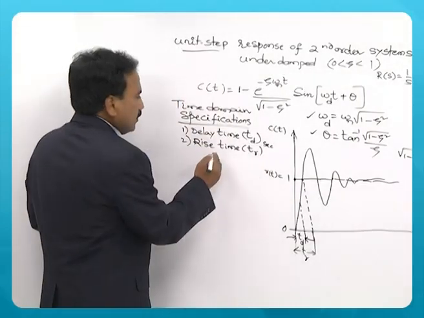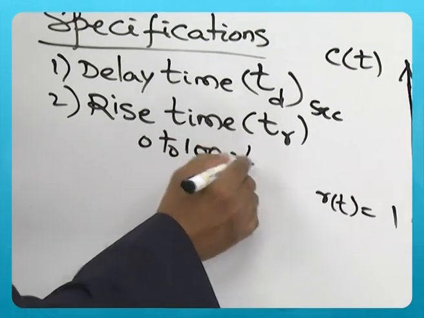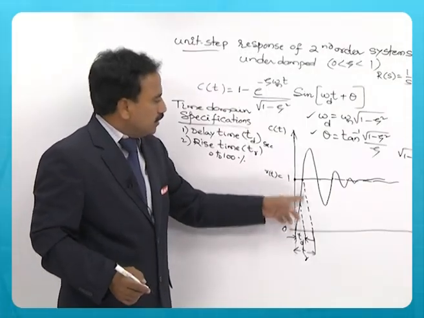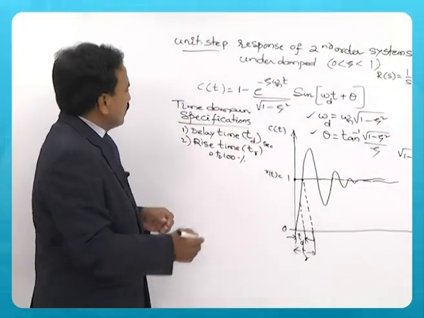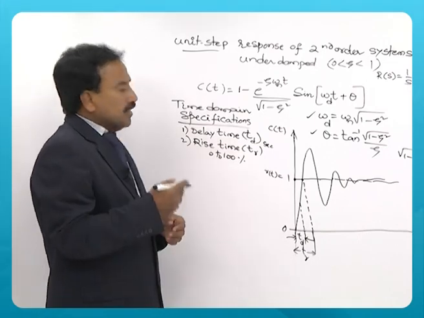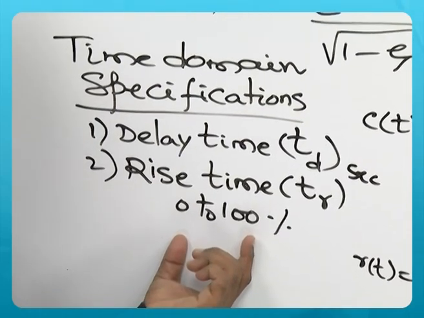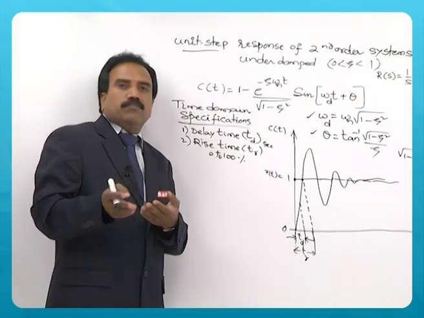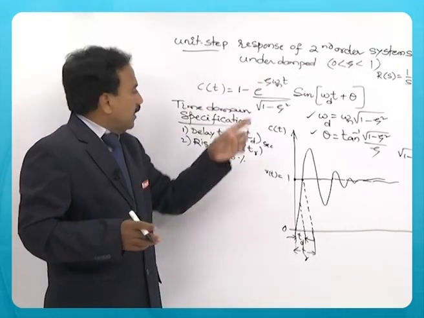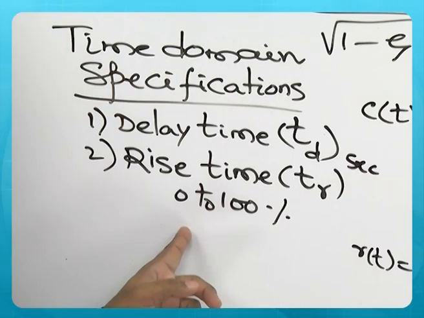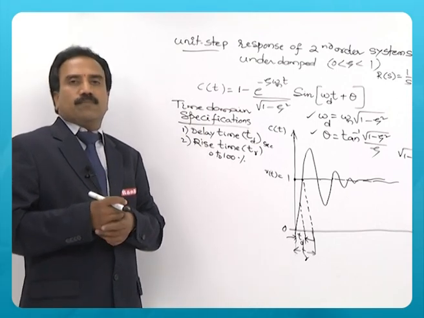For underdamped system, we say that it should reach from 0 to 100% of the final value, because this is the final value the waveform is expected to stabilize. If it is critically damped and over damped, the percentage is slightly different. It may be 5 to 95%, something like that. But our concentration is on underdamped system, and rise time is defined as time required for the response to reach 100% of final value from 0.